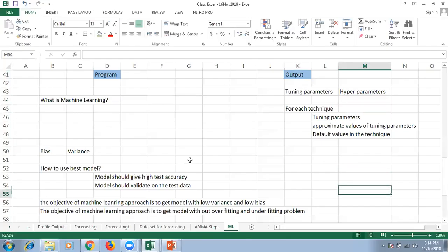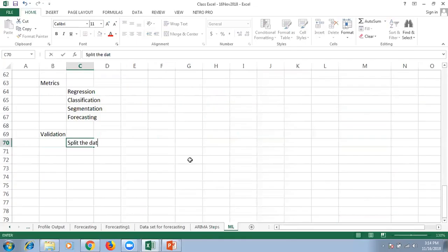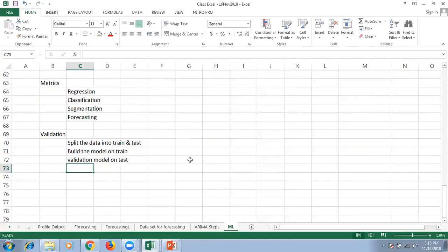Okay. So let me explain what is this cross validation. Generally, when we are doing the validation, how do we do that? How do we do validation of a model? We split the data into train and test, and validate the model. Build the model on train and validate the model on test. So this is the typical process which we follow, correct?